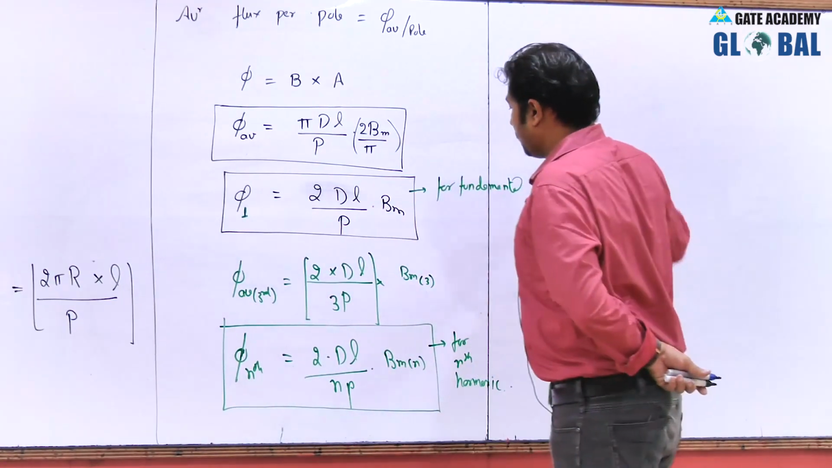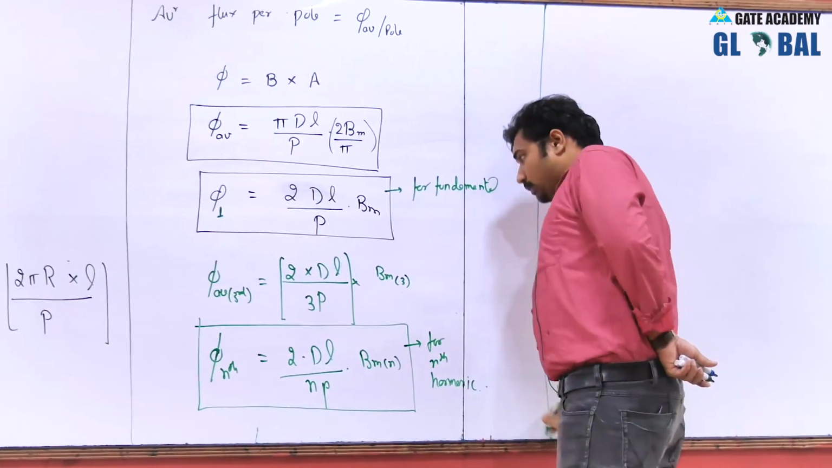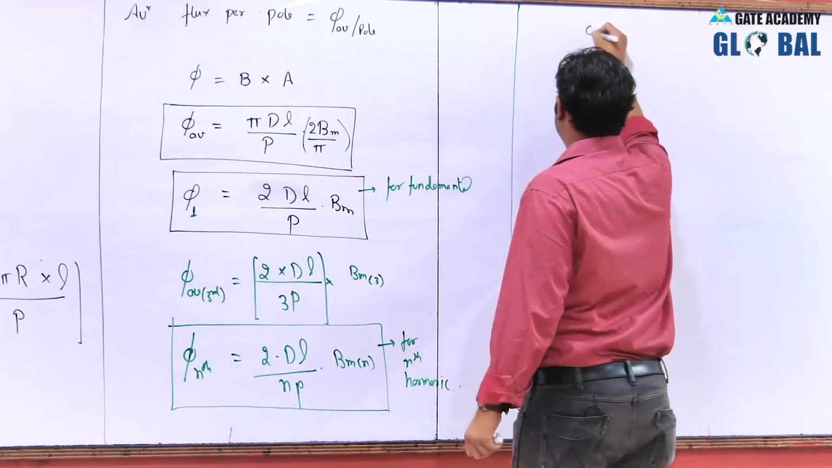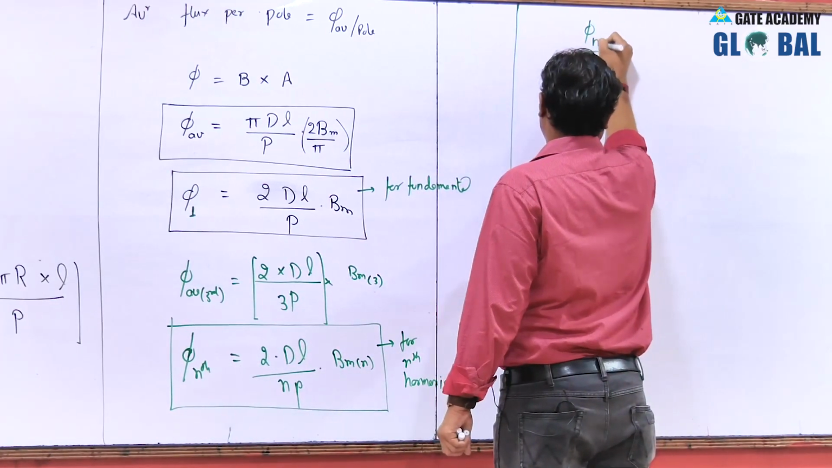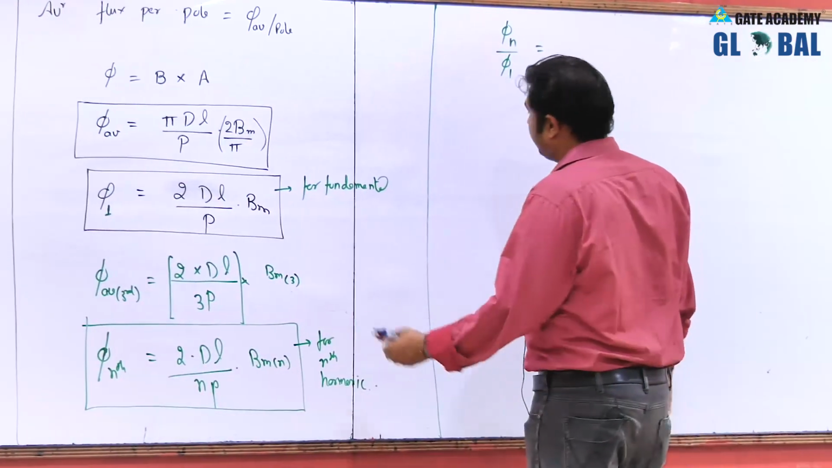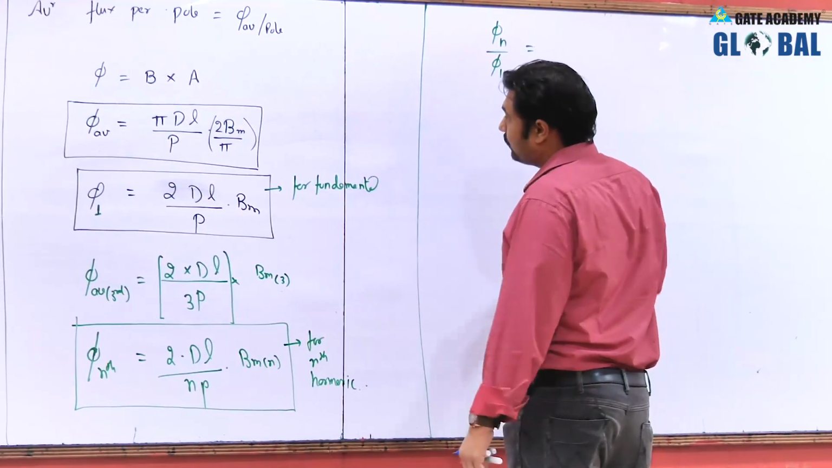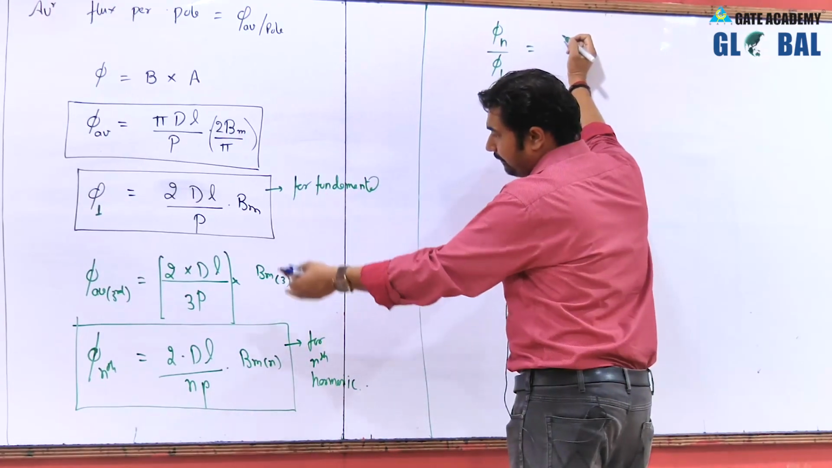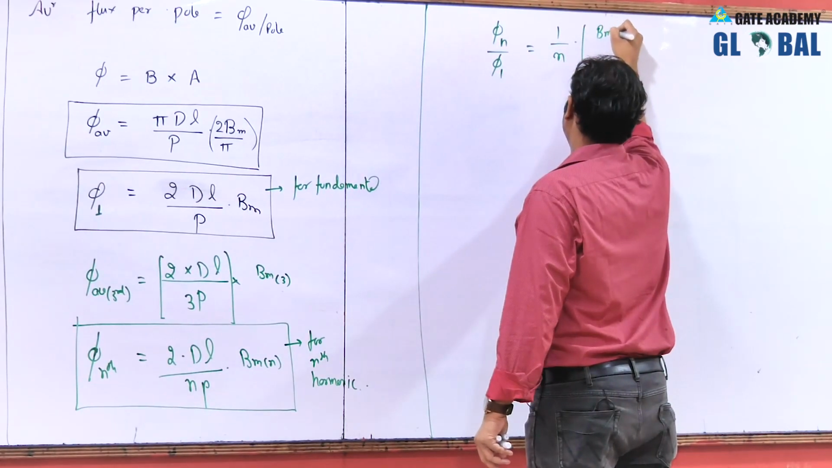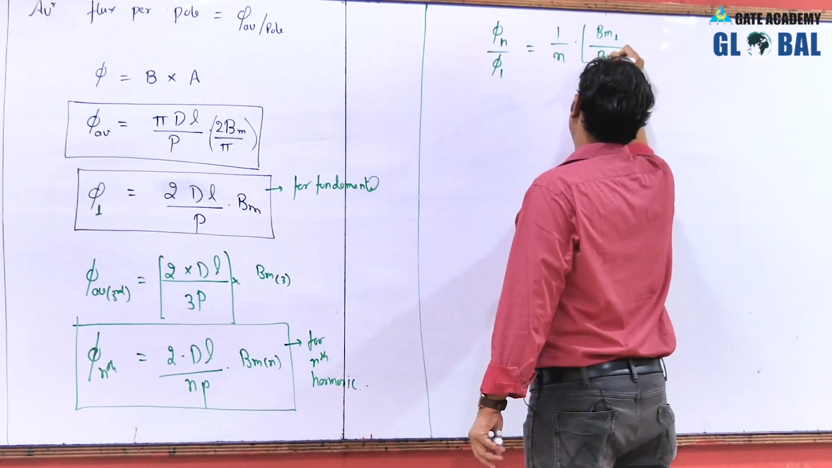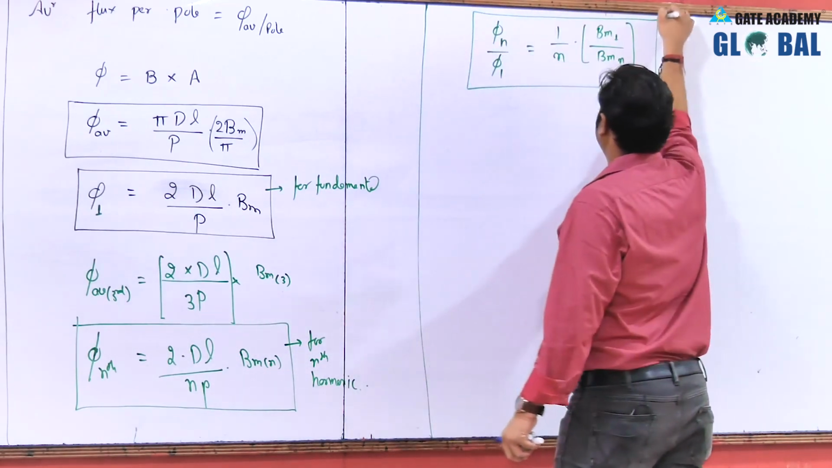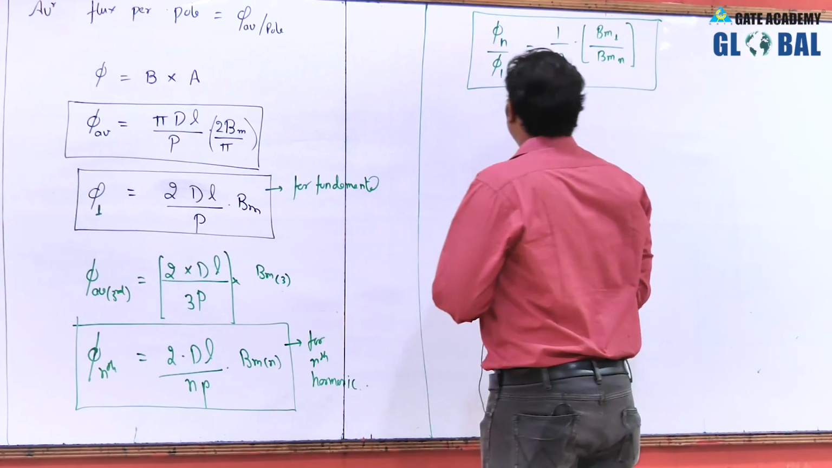Is it okay? Now you can say, sir, we can find the ratio of these two as phi 1 by phi n. So phi 1 by phi n, that is the nth harmonic average flux per pole by the fundamental flux per pole, is equal to 2 dl by p will cancel out, and this will become 1 by n, Bm of fundamental upon Bm of nth harmonic. Is it okay? So we have a relation between phi of fundamental and phi of nth harmonic.